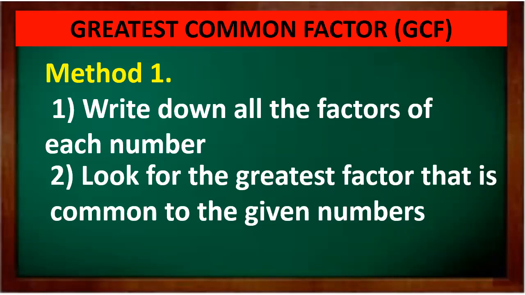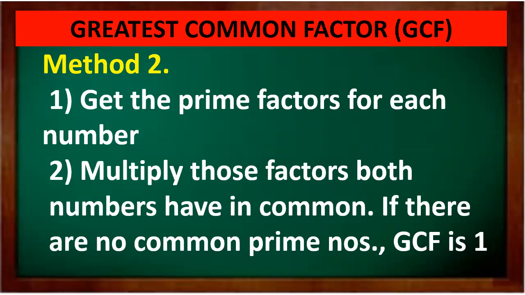How about yung method 2 natin? Yung method 2 natin naman is get the prime factors of each number. Baka nagtatanong kayo, paano ba maghanap ng prime factors? What is the difference between a factor and a prime factor? Ang prime factors kasi, these are your factors of a given number na prime number sila. Ang prime number naman, ito yung mga numbers na ang kanilang factor is only 1 and itself. Kung meron pa siyang ibang factors, yung number na yun ay hindi prime number, kundi composite number. Yun yung difference ng dalawa.